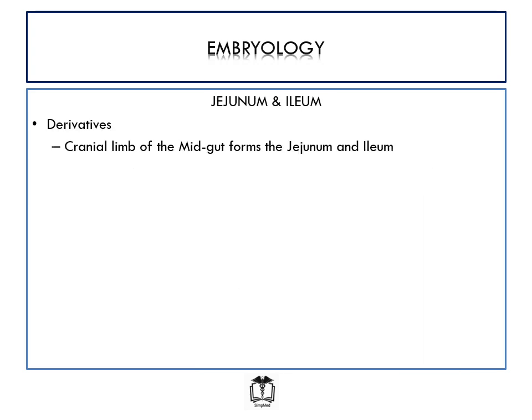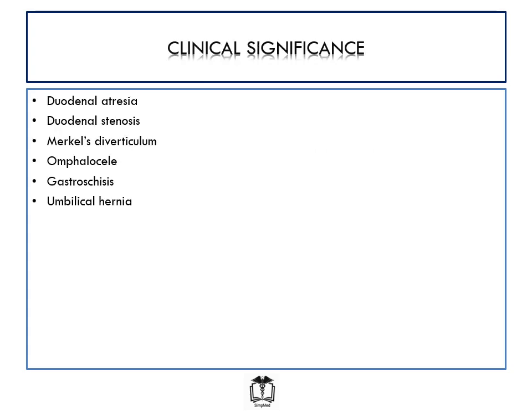So those are the derivatives of the midgut loop. The cranial limb of the midgut loop, like I said, gives rise to the jejunum and the ileum. The caudal part, although not shown in the slide, would form the large intestine. Let's end by talking about some clinical significances. This includes anomalies like duodenal atresia and stenosis, like I mentioned, then Meckel's diverticulum, which we'll talk about very soon, omphalocele, gastroschisis, and umbilical hernias.